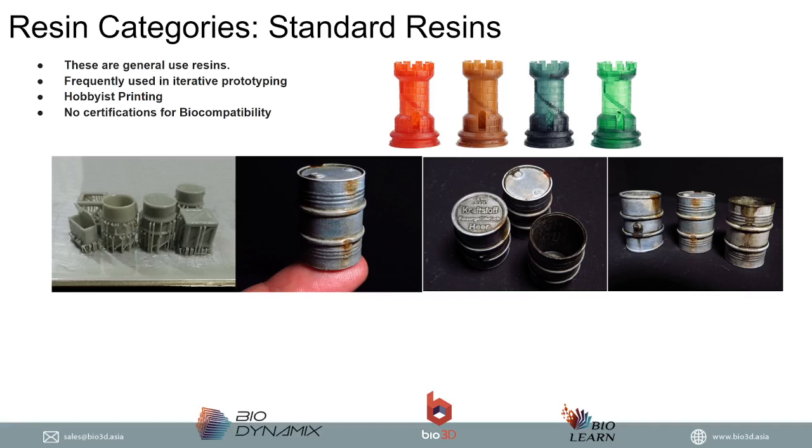And so here I've put a sequence of events that this user has used his standard resins for. He's printed what looks like barrels, and then he's gone ahead and characterized them by adding paints and colors to the point where, if you didn't know better, you would think that that is a little tiny metal drum, which in fact it isn't, of course. It's a 3D printed resin.